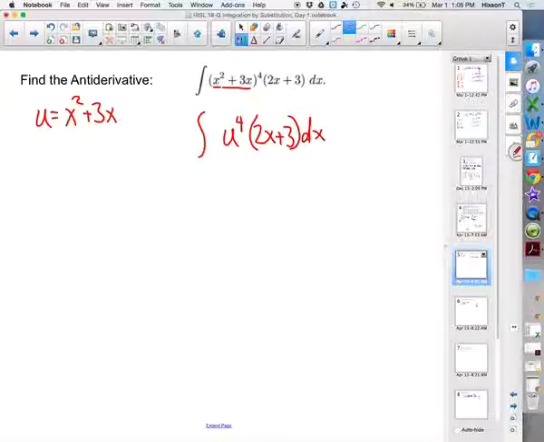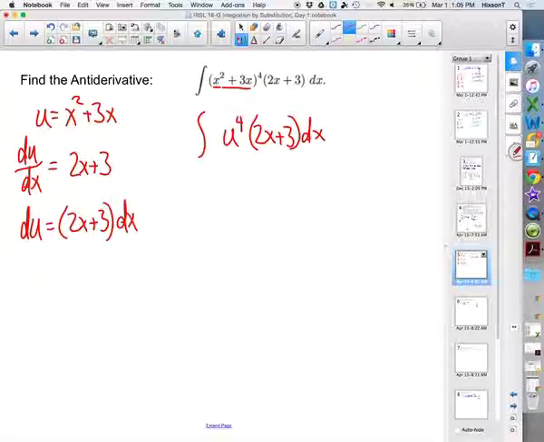What is the derivative of u with respect to x? 2x plus 3. Ah, what do you know? If I multiply by dx, du equals (2x plus 3) times dx. That looks familiar, right? That is right here. You have u to the 4th times du. Exactly. I have u to the 4th du.